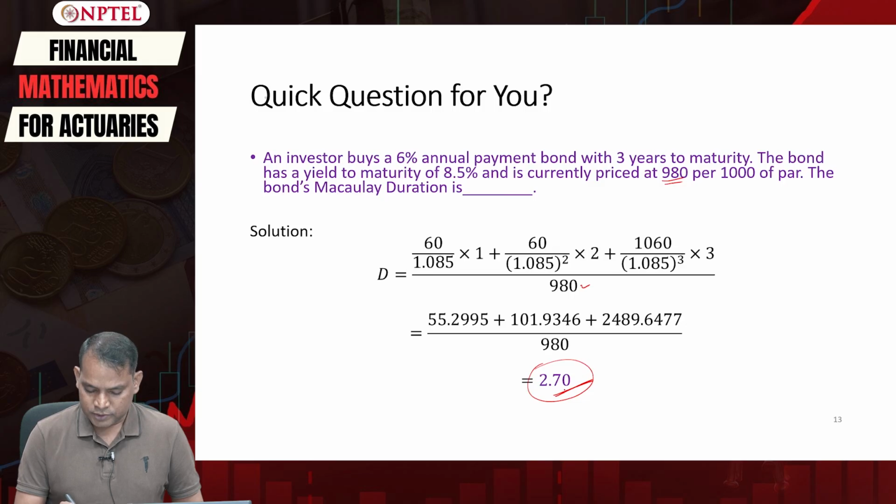Now again, notice that this value is actually less than 3, what is n? So Macaulay duration is always less than the term to maturity. And therefore they are not equal, right?